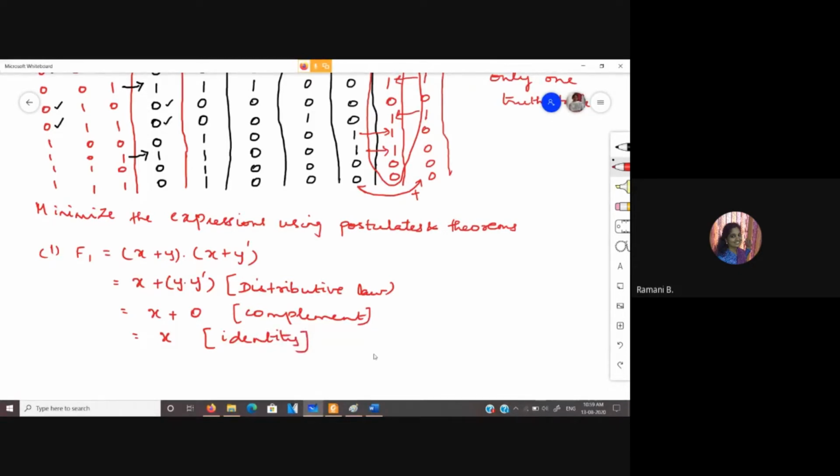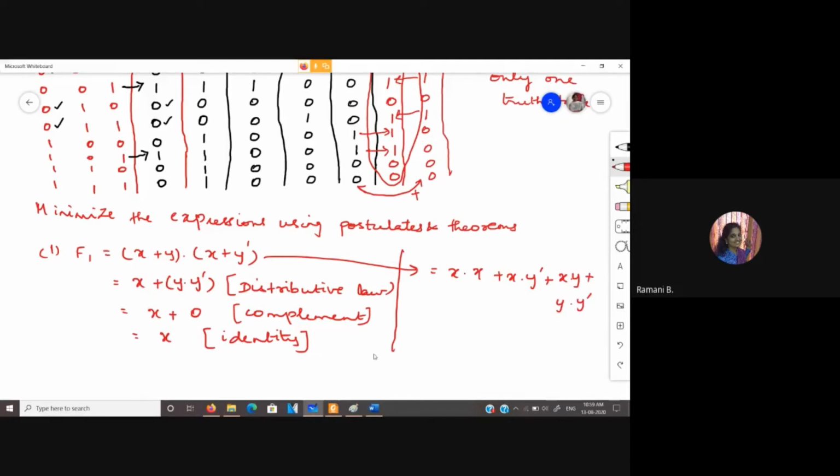Okay, this is one way of doing this. Otherwise, you can multiply these variables like we normally do in mathematics. So x dot x plus x dot y bar plus y dot x or x dot x. It is commutative, so we can write it as x dot y plus y dot y bar.